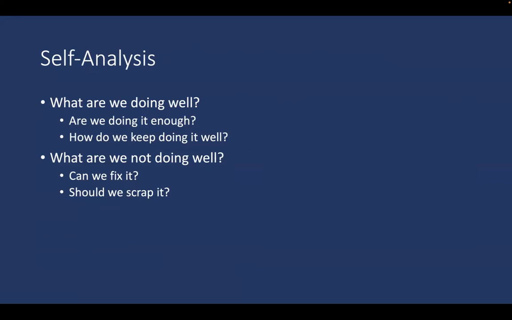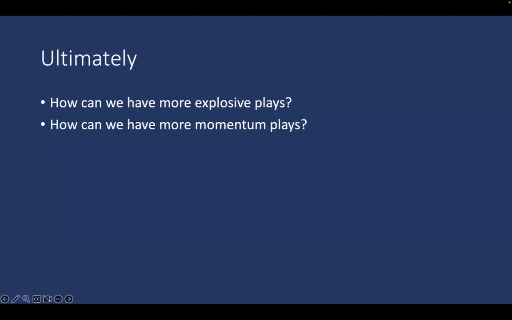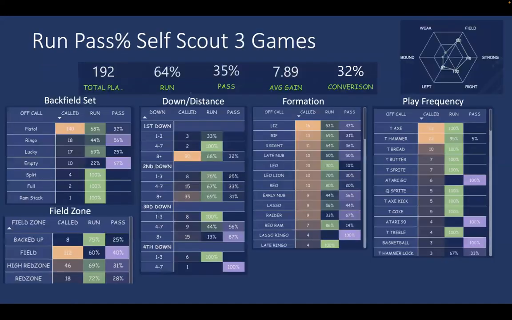With what we're doing well, we're going to look at, are we doing it enough, and how do we keep doing it well? All right. And then for things we aren't doing well, we're going to ask ourselves, can we fix it, or do we need to scrap it? All right. And the biggest deal is, I want to score more points. To score more points, we need more explosive and more momentum plays. The faster you can get the ball down the field with chunk plays, the more you're going to score touchdowns.